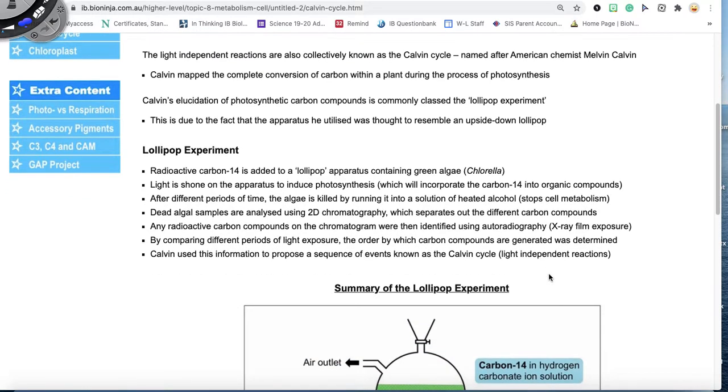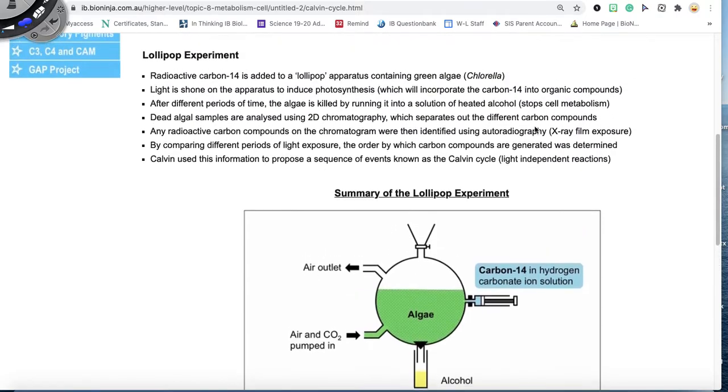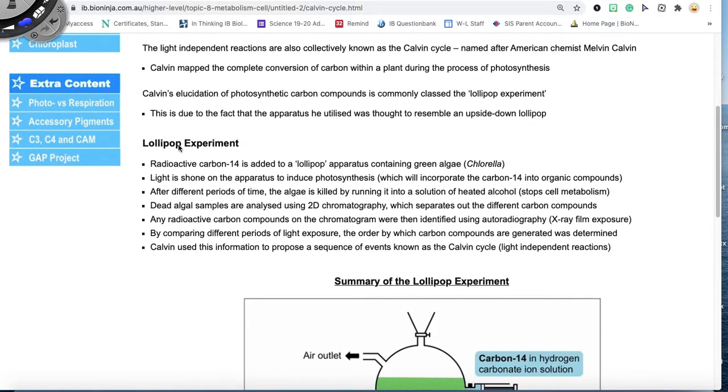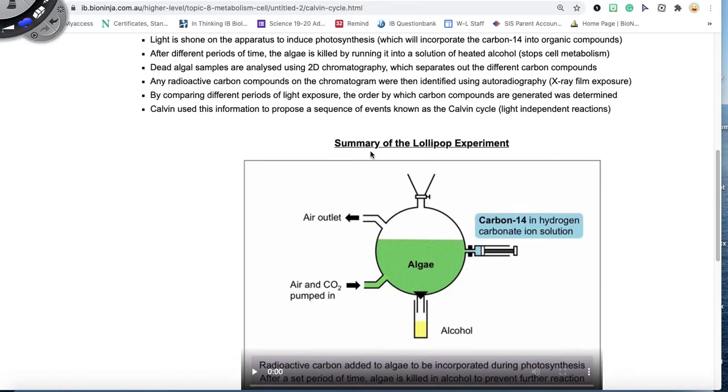So what did he do? He used this apparatus that kind of looked like a lollipop, hence the name, the Lollipop experiment. And it was actually genius, of course it was, right? And let's talk about what he did.